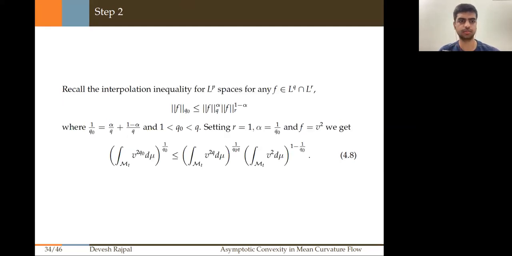We move on to the next step, and we use the Holder interpolation inequality for LP spaces. It says that the Q naught norm of F can be bounded by some multiplication of Q and R norms, where you have some Holder type condition: 1 by Q naught is alpha by Q plus 1 minus alpha by R, satisfying certain things. We choose R equals 1, and for certain numbers satisfying these Holder conditions, we get that the LQ naught norm of V square can be bounded in terms of the LQ norm and the L1 norm, with certain exponents, 1 by q naught times q, 1 minus 1 by q naught.